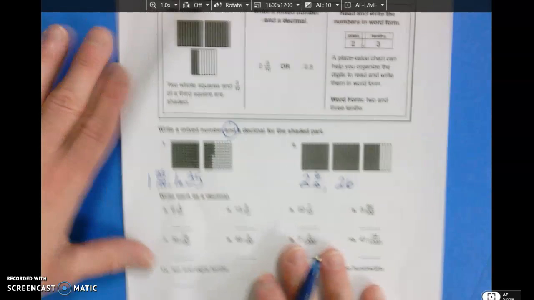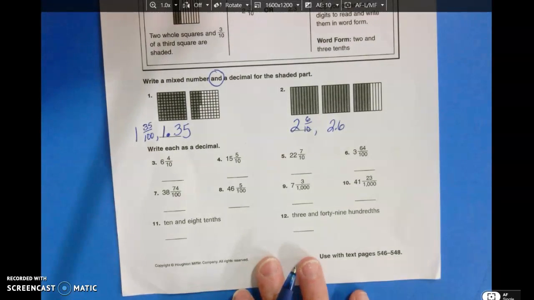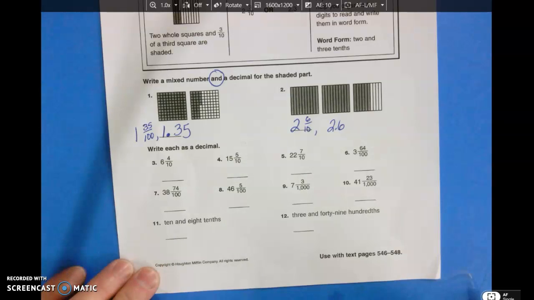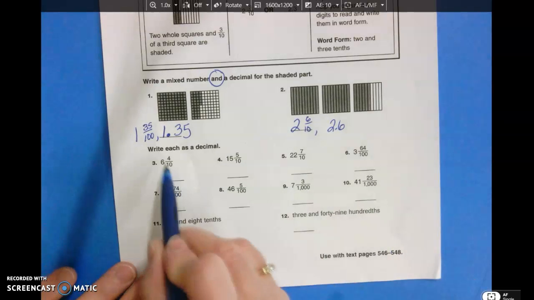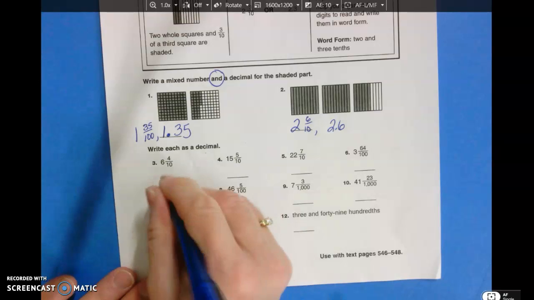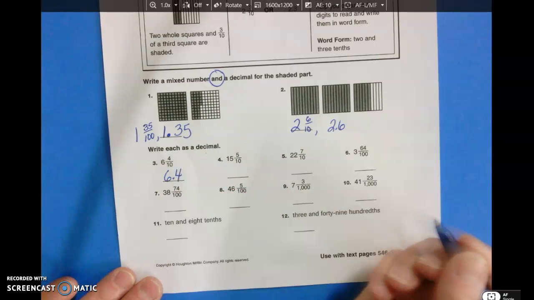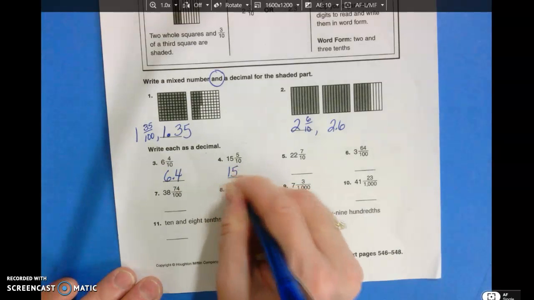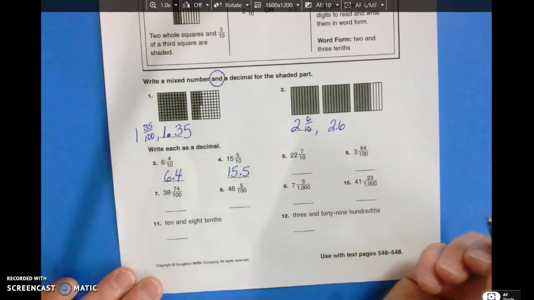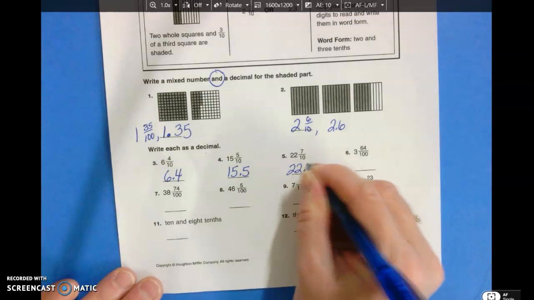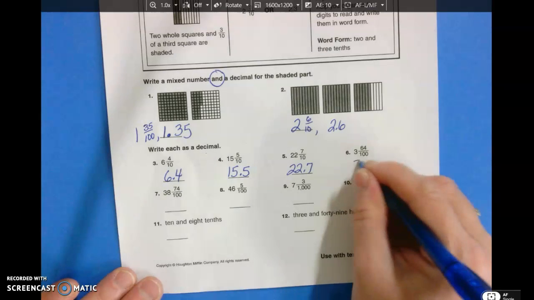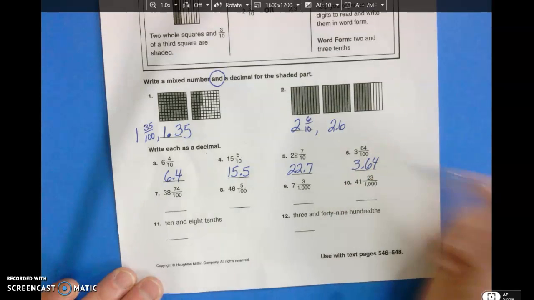Okay. All right, let's see how fast we can do this. Here's the challenge. Maybe you can shut the video off, time yourself, and let's see how we do. Ready? Write each as a decimal. 6 and 4 tenths. 15 and 5 tenths. 22 and 7 tenths. 3 and 64 hundredths.